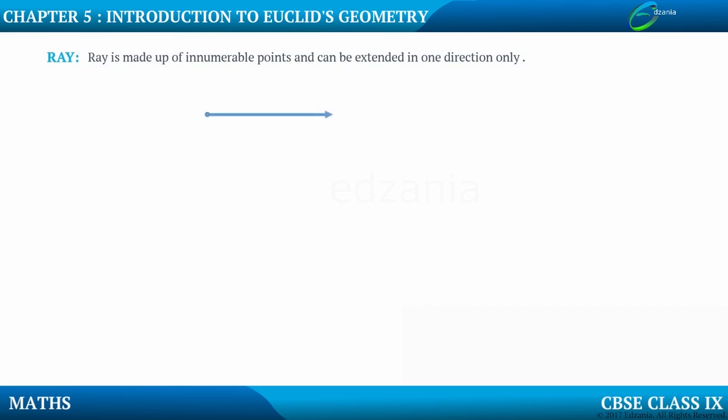So this is a ray. You can see that there is a fixed point over here, and only one arrow is there. This one arrow indicates only in this direction it can extend. So let us see how. So in this way, ray can be extended only in one direction. As you see, wherever there is arrow, only in that direction it can extend. It cannot extend in this direction. That is, in this direction, it won't extend. Why? Because there is a fixed point over here and it can extend only in one direction.